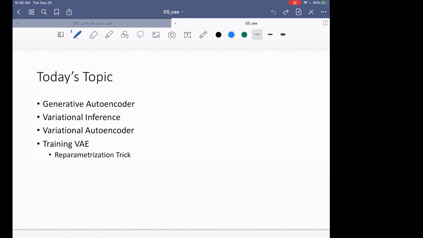And then when we talk about VAE, there's a prerequisite, which is variational inference, or variational Bayesian inference. So we need to talk about the math a little bit before we dive into VAE. So we're going to talk about VI, variational inference, for a bit, and then move on to variational autoencoder. Then we're going to talk about how to actually train a VAE, because there's something called the reparametrization trick that is involved.